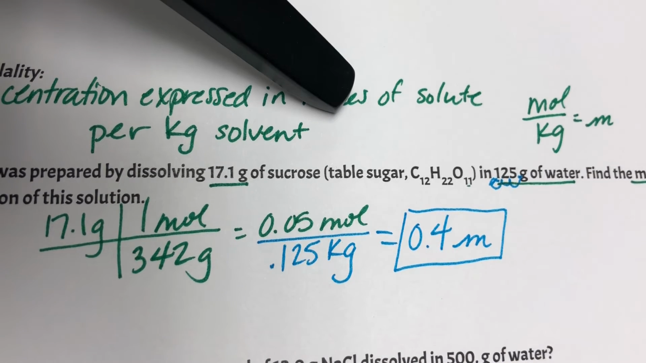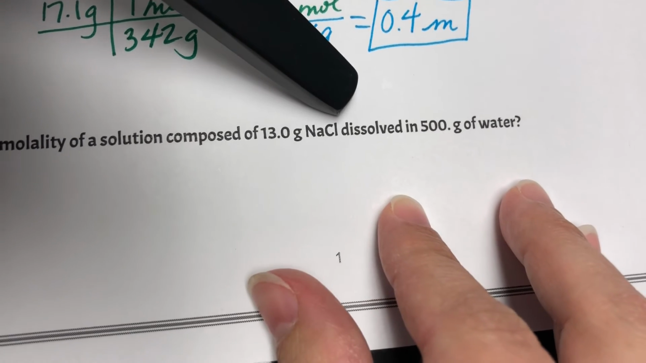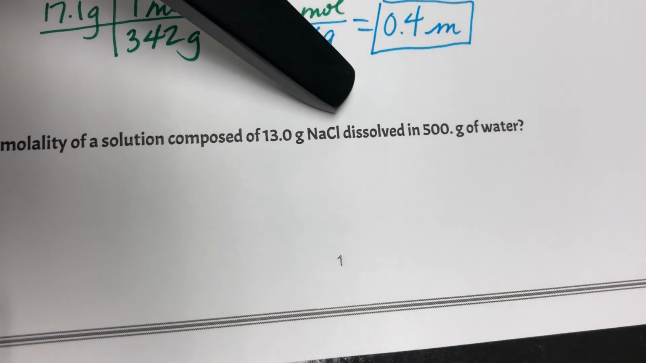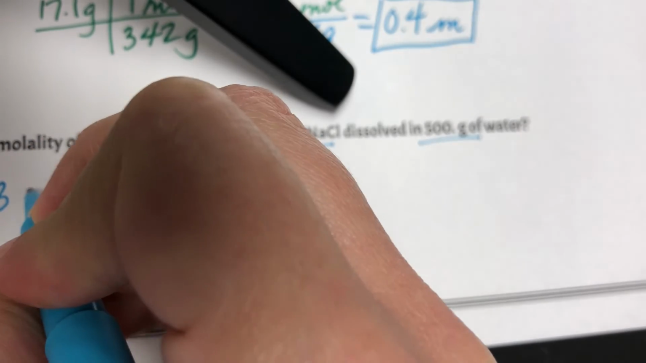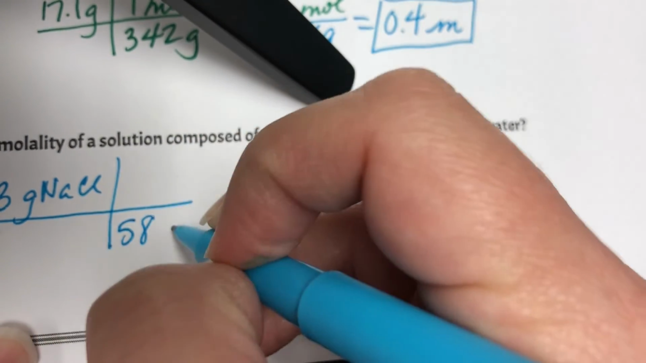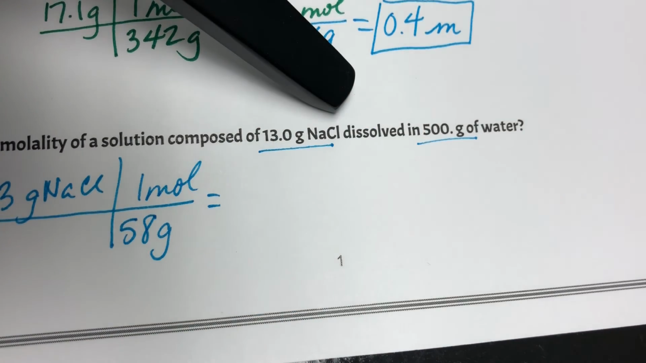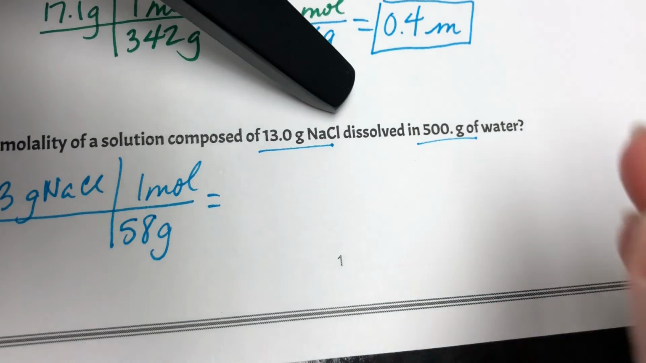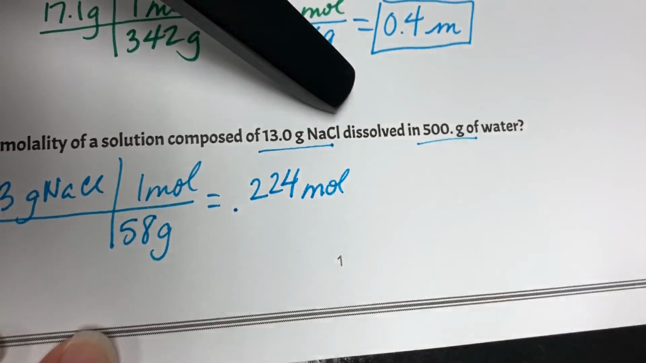Let's try one more together, and then I'll let you try one on your own. So we have 13 grams of sodium chloride and 500 grams of water. So 13 grams of the NaCl, 23 and 35 was 58 grams in 1 mole. 13 over 58 is 0.224 moles.